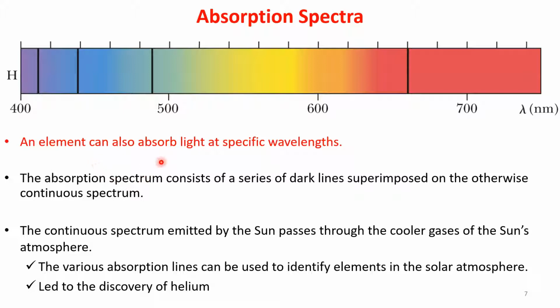The absorption spectrum consists of a series of dark lines superimposed on the otherwise continuous spectrum. The continuous spectrum emitted by the sun passes through the cooler gases of the sun's atmosphere. The various absorption lines can be used to identify elements in the solar atmosphere, and this led to the discovery of helium. That's why we know that on the surface of the sun, helium exists there, because certain lines of the spectrum we cannot measure on the Earth.